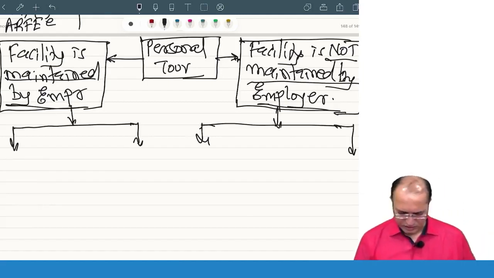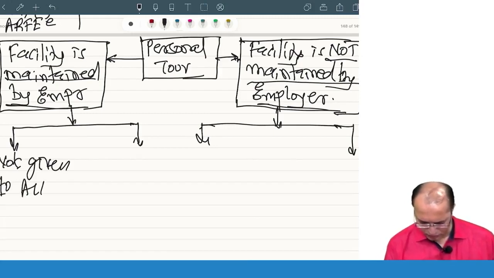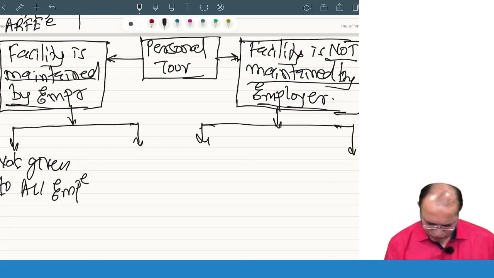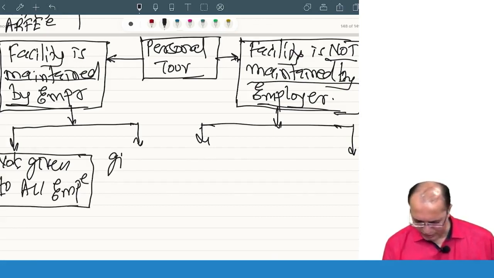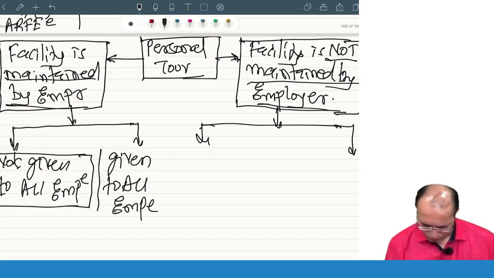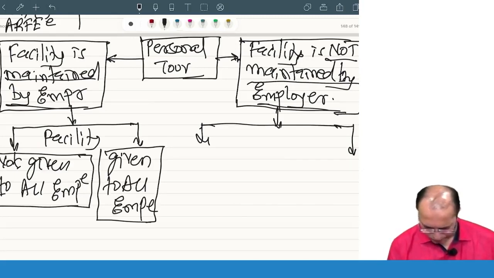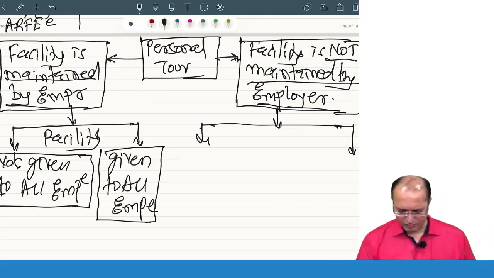Number one, such facility is not given to all employees. Such facility is not provided to all employees. And number two, such facility is given to all employees. Facility not given to all employees means what?